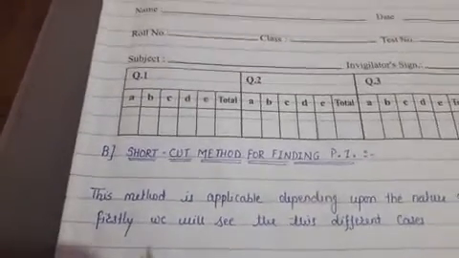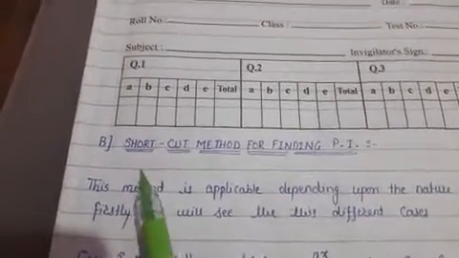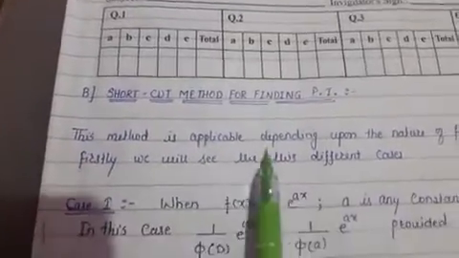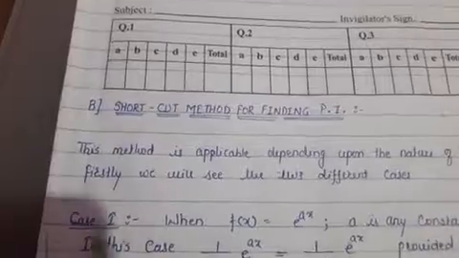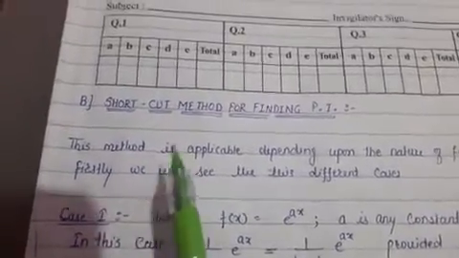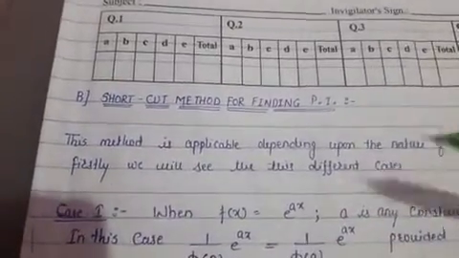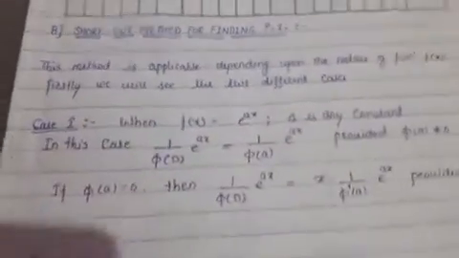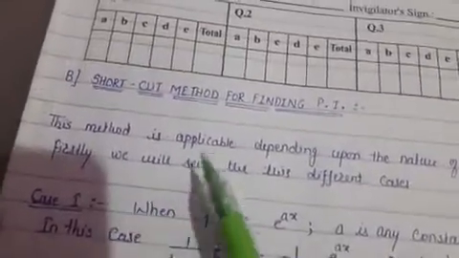Hello friends, now after completing the general method, the second method is the shortcut method for finding the particular integral. This method is applicable depending upon the nature of the function f of x. That means there are different types of function representation provided, and according to the representation we apply the case here.